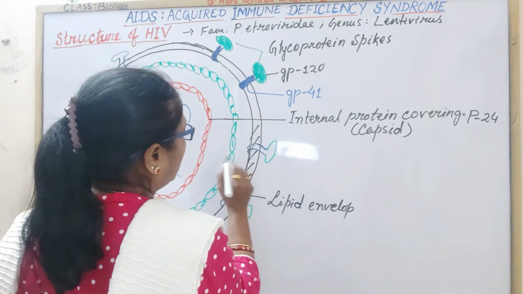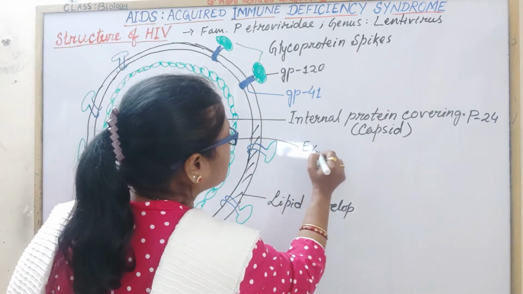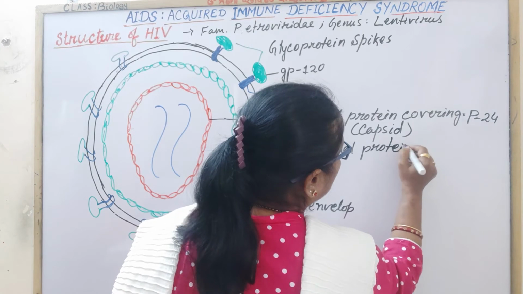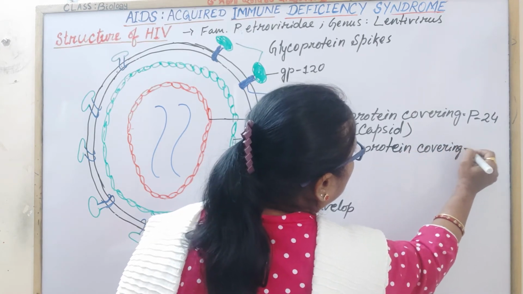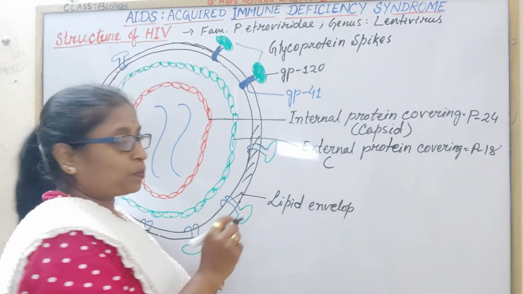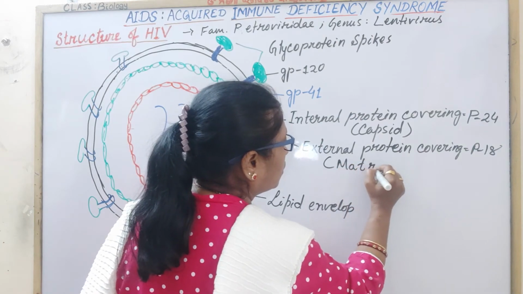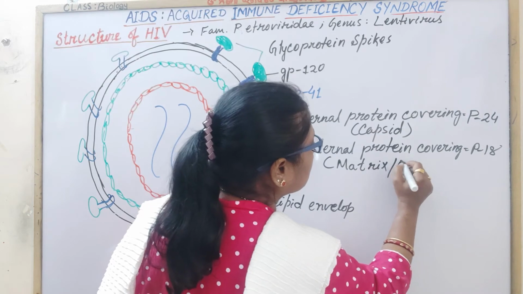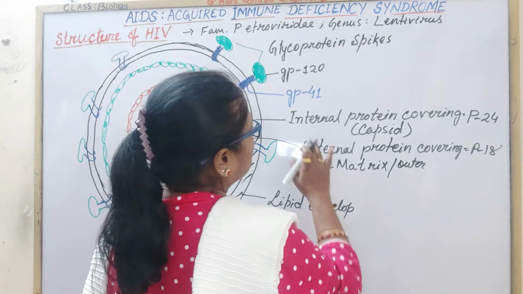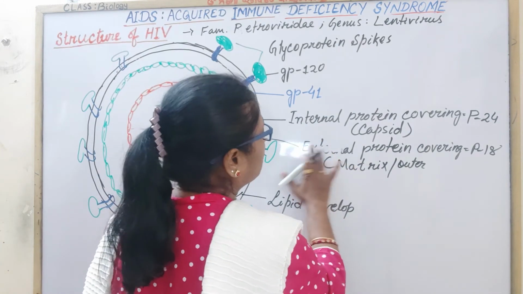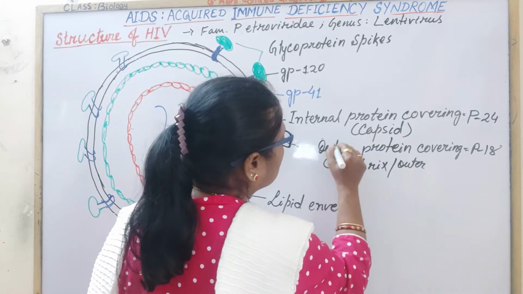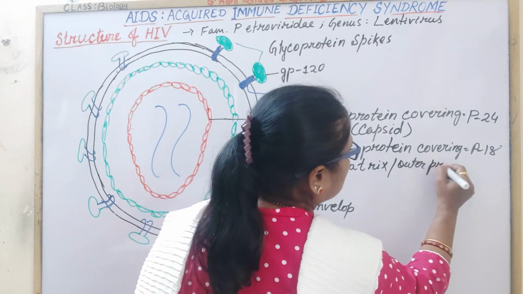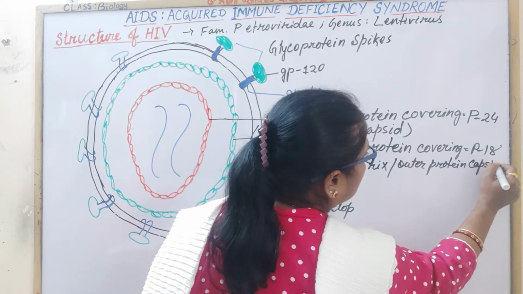This is P18. External protein covering. P18, also known as matrix protein. Matrix, or the matrix protein. Here it is better to say inner and outer. Outer protein capsid. Okay.